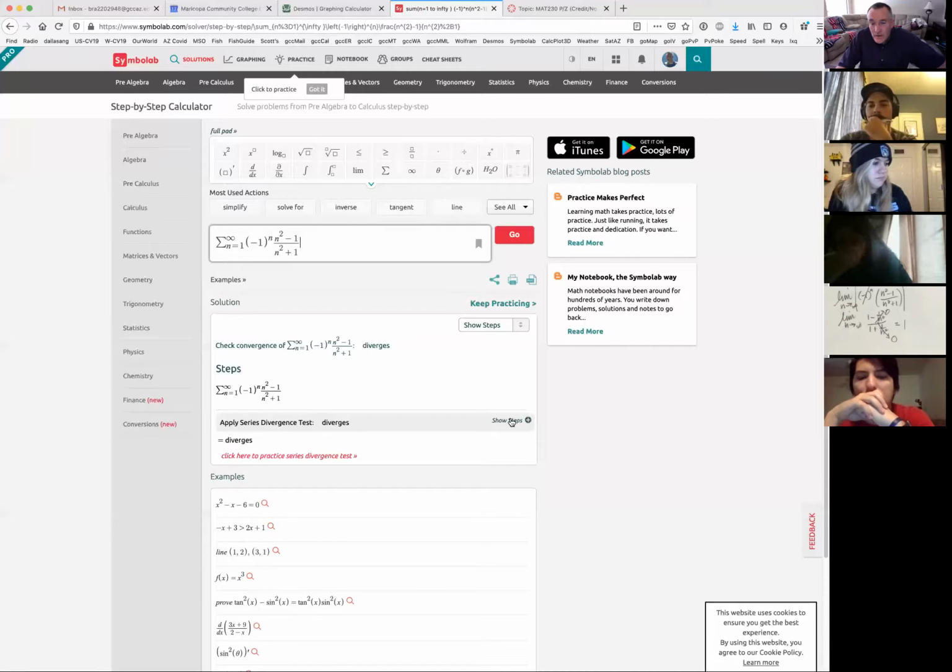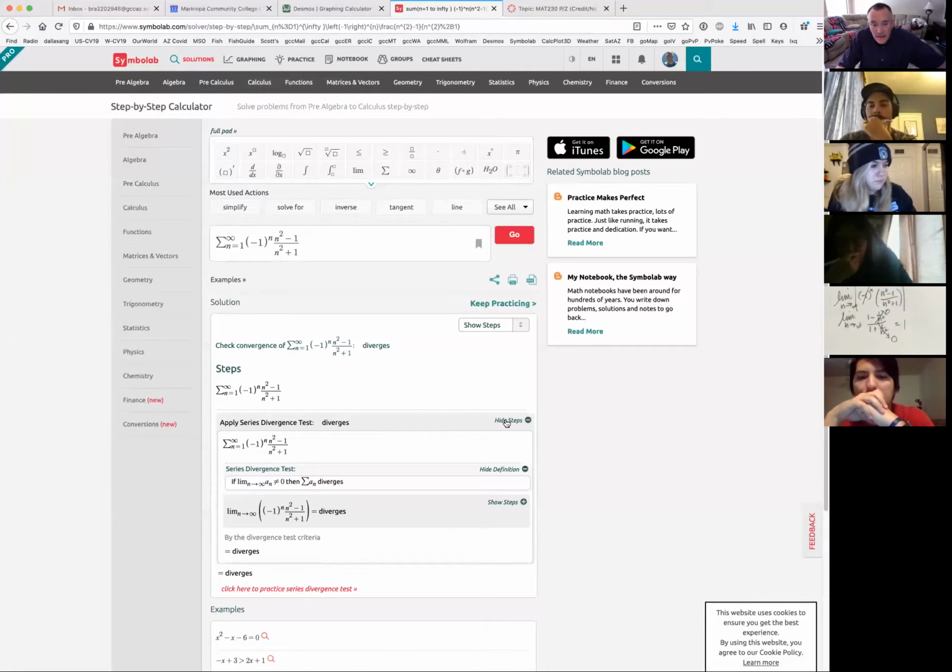And of course, if you pay 99 cents, then it'll actually tell you what the divergence test is in detail. If the terms aren't going to 0, then it diverges. But of course, you could just look that up in your book. So I think Symbolab for free is still giving you a lot of information. Is that making sense?